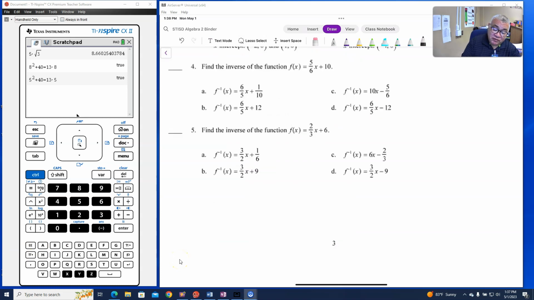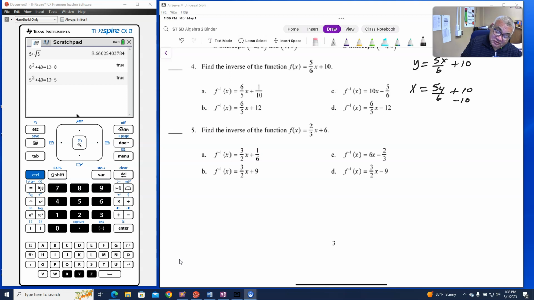Number 4, we have to find the inverse, and we know that y equals 5x over 6 plus 10. So to find the inverse, we got to switch the x and the y variable. So you have x equals 5y over 6 plus 10. And then you go about solving for y.